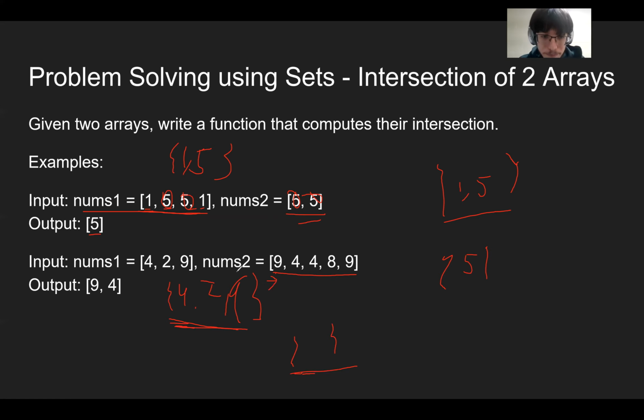If 9 is in this set and not in this one, which it is, we put 9 here. If 4 is in here, but not in here, then we add it. Same thing with the next 4. Well, this 4 is here, but it's already here, so we don't have to add it again. Let me try 8. 8's here, but it's not here, so we don't add it. And then 9 is here, but 9 is already here, so don't add it either. So at the end, we just use 9 and 4.